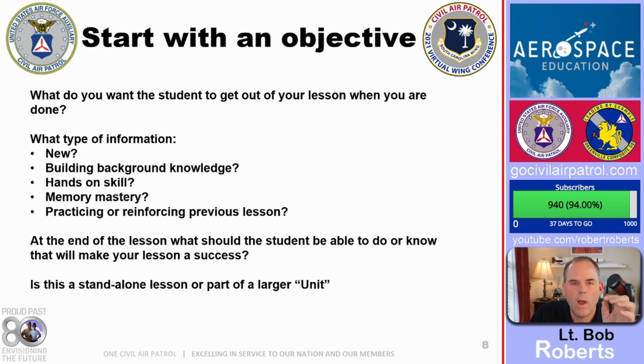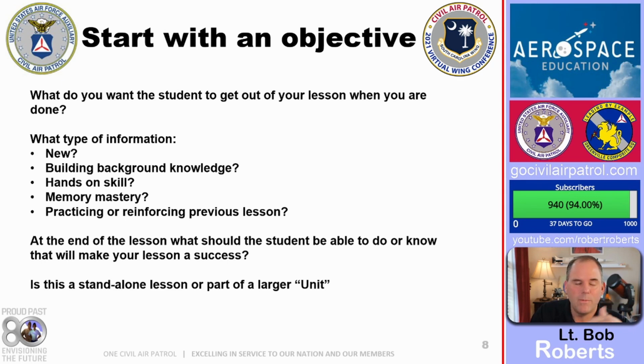Okay. So start with your objective. What do you want your students, whether that student is 12 years old or 80 years old, what do you want that student to get out of your lesson? What type of information are you going to be trying to teach? Is it new information? Is it information that builds on previous background knowledge that you might have already taught? Hands-on skills? Memory mastery. Unfortunately, we still have to worry about memory mastery.